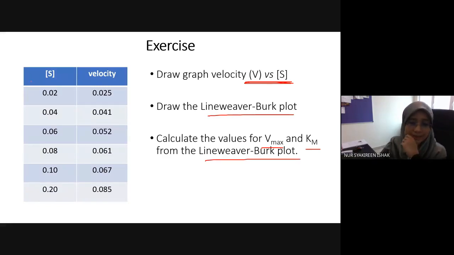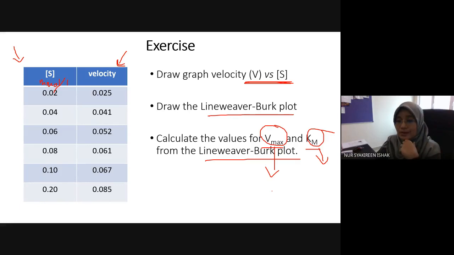So selalunya dalam exam, yang dalam contoh ni dia tak bagi unit, tapi selalunya dia akan bagi unit. Okay, so let's say lah ini dalam millimole per liter. Okay, so velocity millimole per liter per minute. So setiap kali awak bagi jawapan untuk value Vmax dengan Km ni mesti disertakan dengan unit. Faham? So kalau awak dah pernah buat graph, awak dah pernah cari value dia tapi awak tak letakkan unit, jawapan awak salah. Faham?